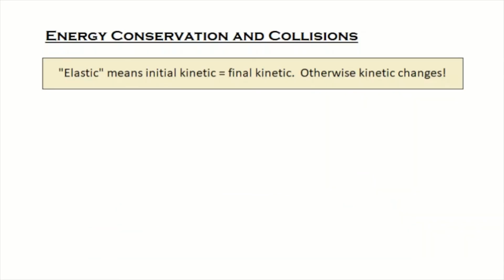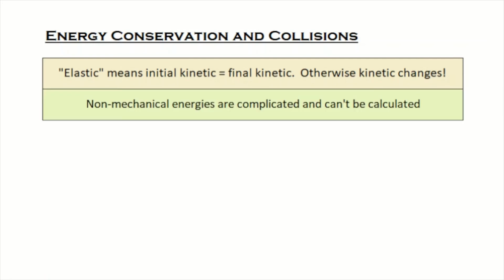So let's summarize energy conservation and collisions. Note that the term elastic with collisions means that you can set the initial kinetic energy equal to the final kinetic energy. Otherwise, we'd expect the kinetic energy value to change, and this is the result of other non-mechanical energies being introduced in the colliding moment, things like heat and sound and sparks. These non-mechanical energies are complicated. There's some randomness to them, and they can't be calculated. So unless you see the term elastic with the collision, you should not attack it with energy.